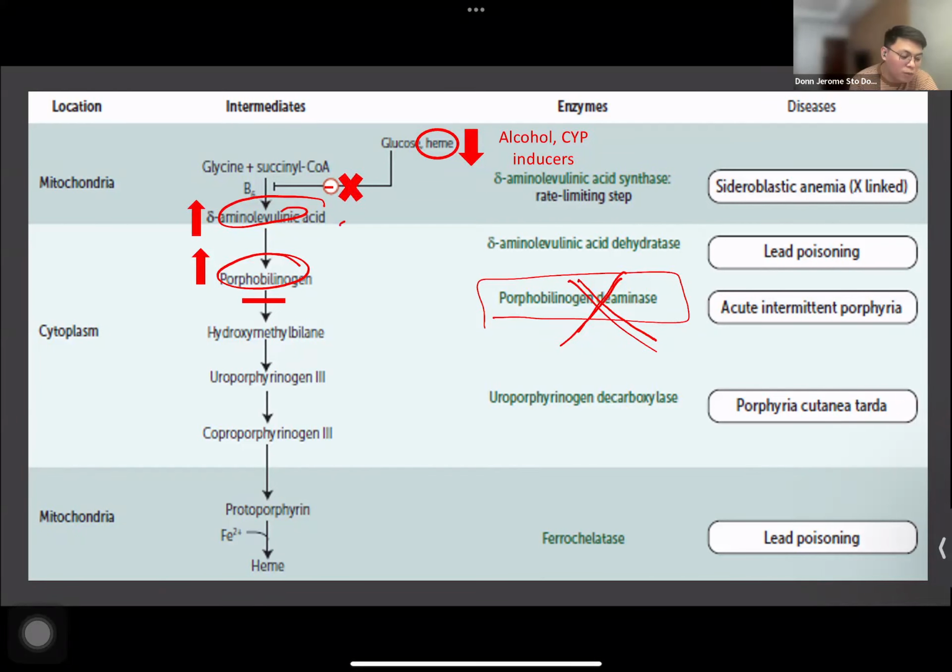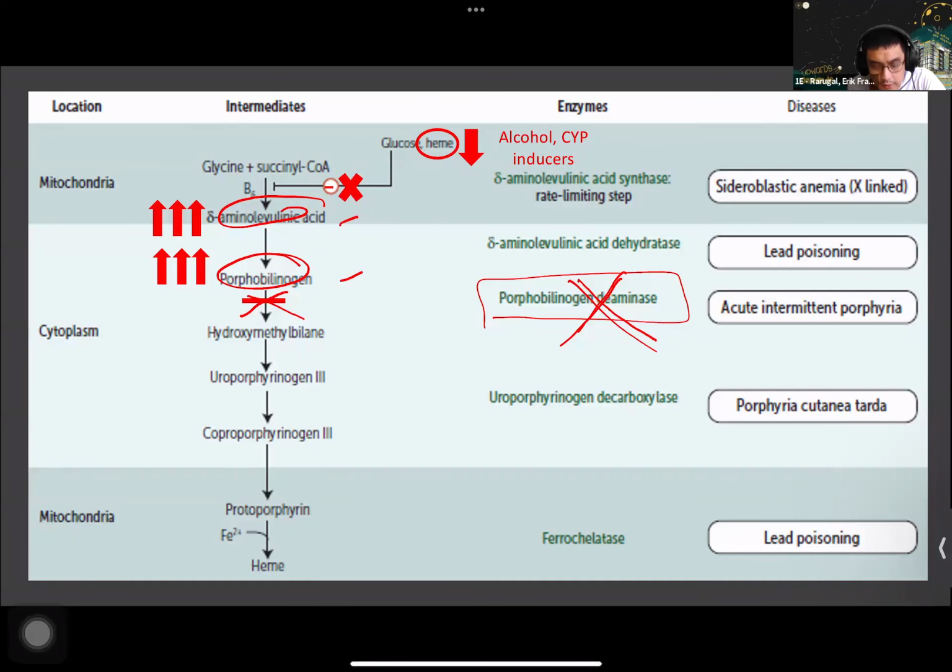So madami ba siyang mapo-form na ALA and PBG? Yes po, Doc. Kaya lang, anong problema? May block na po dun sa pathway. Di siya makatawid. So tataas ng sobra ang ALA at PBG, thereby precipitating an attack of porphyria. Nasundan po? Clear po so far? May nagtataas ata ng kamay. Yes. Eric. Yes, good morning, Doc.